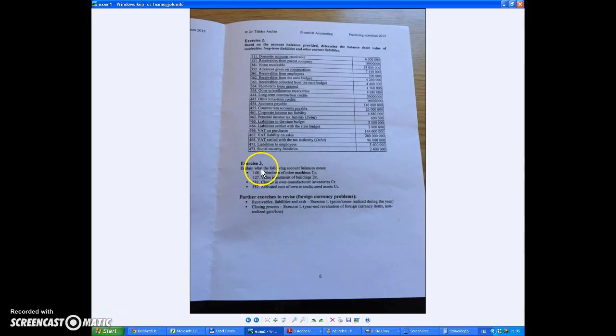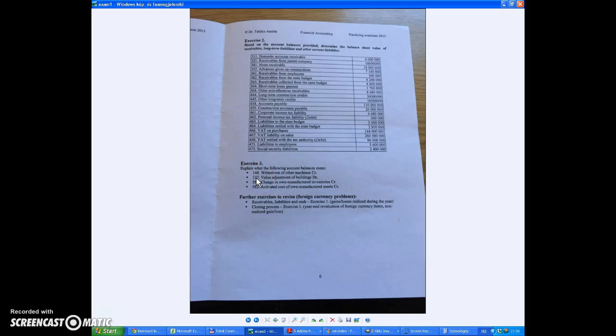Okay, and exercise 3 was also an easy exercise, so we had to explain what these balances mean. The write-down of other machines, 148, has a credit balance. This means that I have to reduce the amount of my machines by this write-down balance. The value adjustment of buildings means that I have to increase the value of buildings by this balance. It doesn't say here by how much, but this means that I have to increase their value because it has a debit balance.